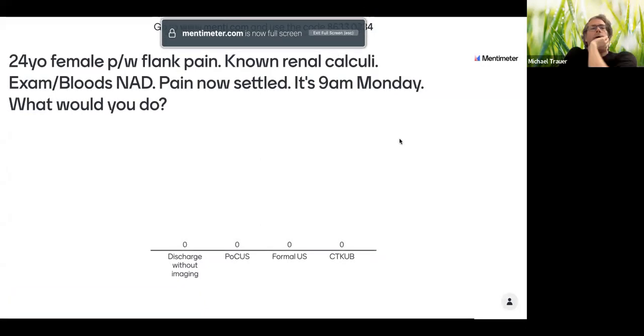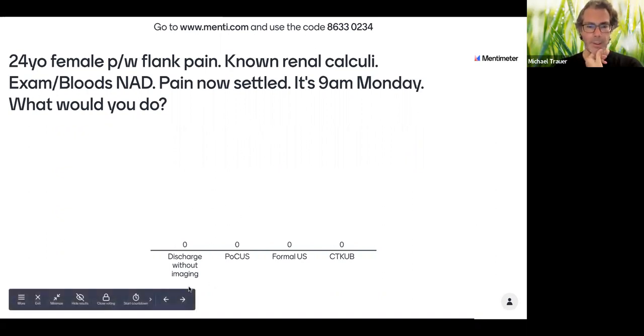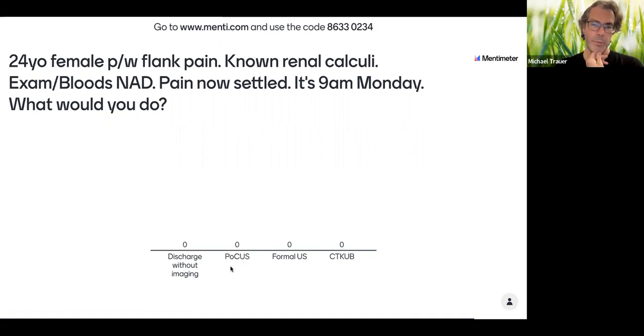Just imagine you're in this situation. A 24-year-old female presents with flank pain. She's known to have renal calculi. Her examination is normal, tummy soft, bloods are all normal, renal function's normal, not pregnant, and her pain has now settled after some PR diclofenac. It's 9 a.m. on a Monday morning, so you can get any imaging you like. So what would you do? I've given you 4 options: send her home without any imaging, do a point of care scan, do a formal ultrasound, or do a CT-KUB. Okay, so all of you going for a point of care ultrasound.